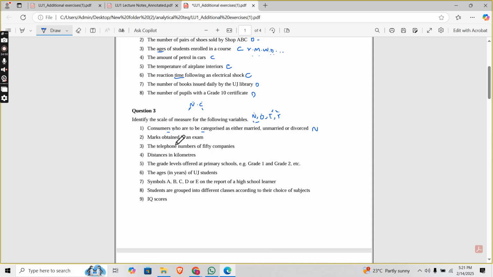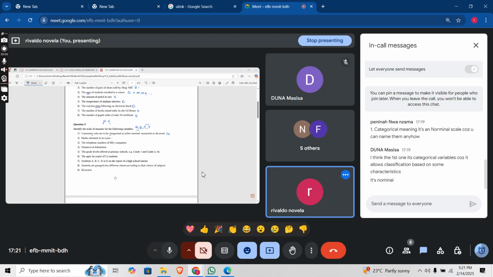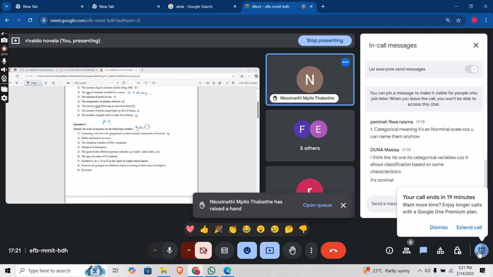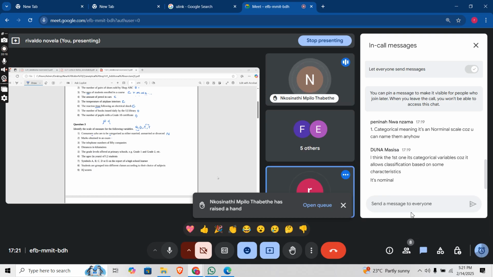So number 2, marks obtained in an exam. Okay, Nkosinati, you can answer. Ratio scale. Okay, why do you say so? Okay. Interval. 100%.